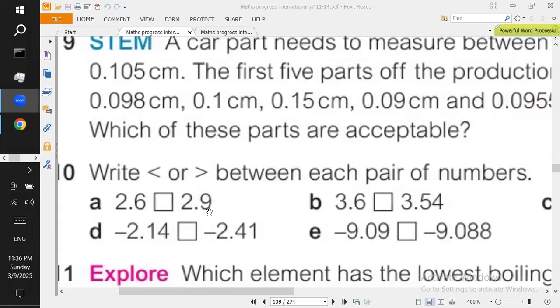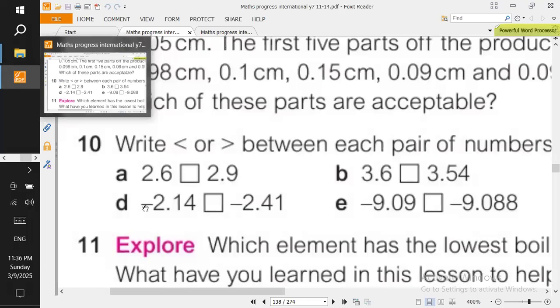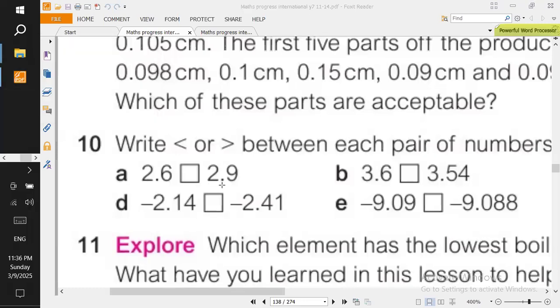Bigger than and smaller than. Same idea. Put a sign between them. So let's take a look. 2.6 and 2.9, which one is bigger? It's the 2.9. It means the sign will look like this because 2.9 is bigger. Okay. Here, 3.6 and 3.5. The bigger one is 3.6, so the sign should be like this.